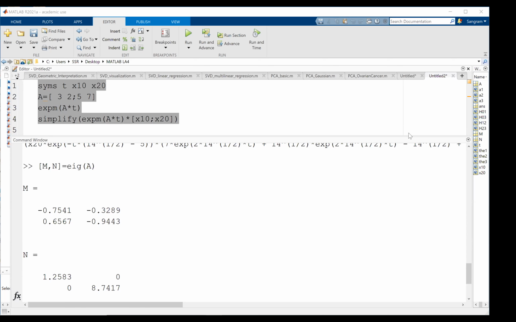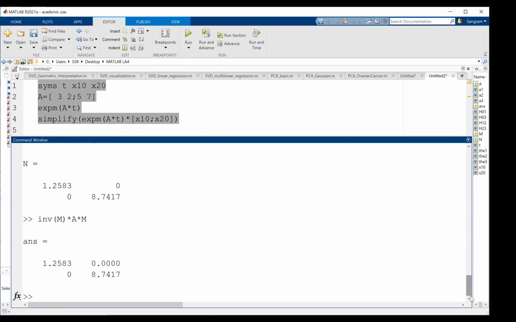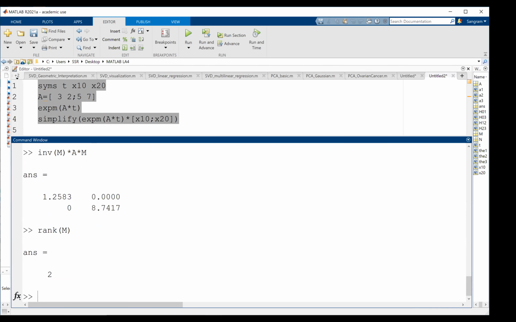And since we had two independent eigenvectors, I want you to do this for a second. Here in Matlab, I want you to say rank of M. Can you see the rank is 2, which means there are two independent eigenvectors. Do you agree with me? That's why I have a perpendicular basis.